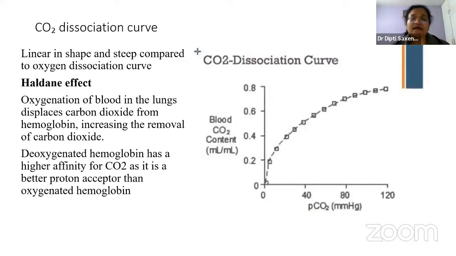So Bohr's effect increases the transport of oxygen from lungs to tissues, while the Haldane effect releases oxygen at the level of tissues and picks up carbon dioxide. Deoxygenated hemoglobin has a higher affinity for carbon dioxide, as it is a better proton acceptor than oxygenated hemoglobin.